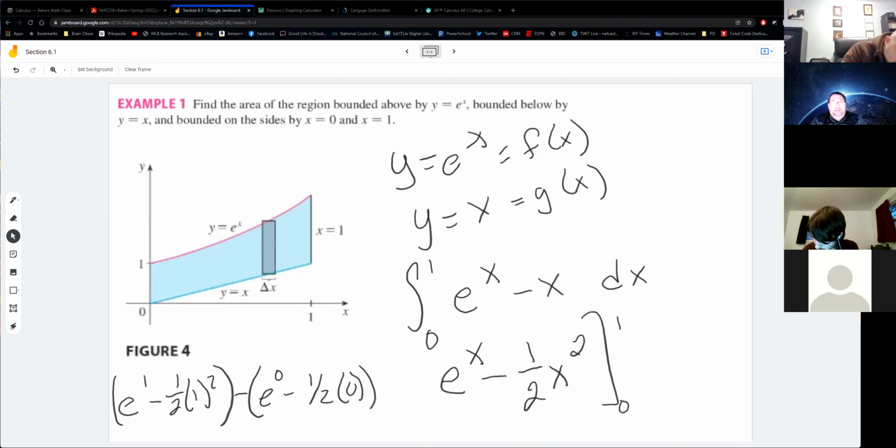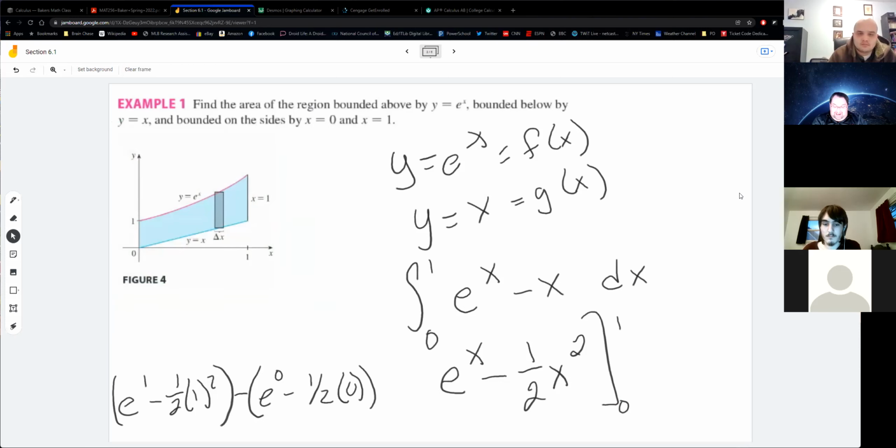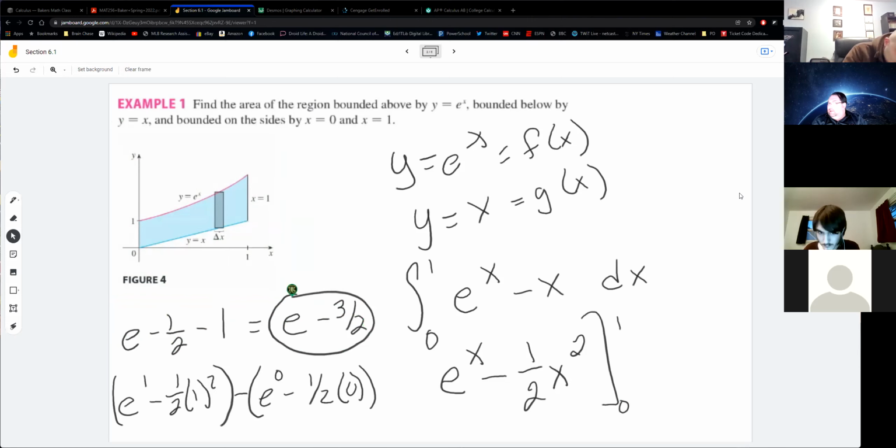Now, a lot of times, your 0 is going to cancel itself out. Not in this case. All right, so I've got e minus 1/2, minus 1, and then plus 0. So it ends up being e minus 3/2 as the final answer.